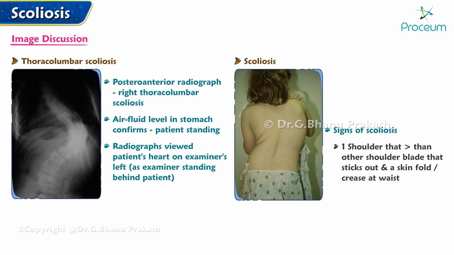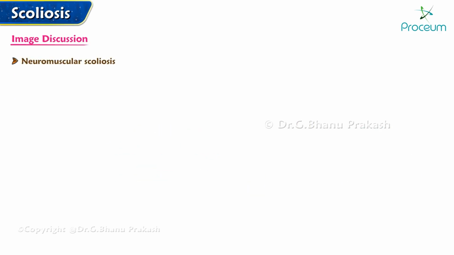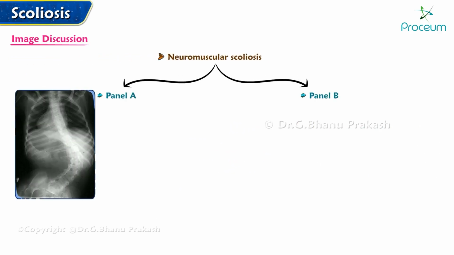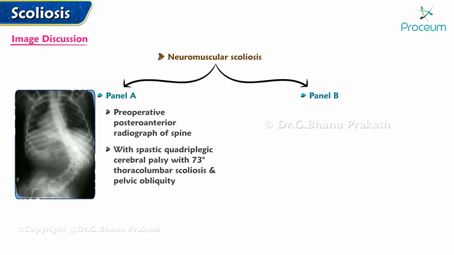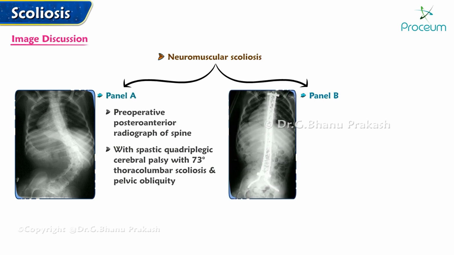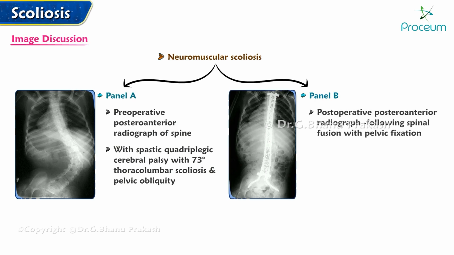This is a radiographic image of neuromuscular scoliosis. Panel A shows a preoperative postero-anterior radiograph of the spine of a patient with spastic quadriplegic cerebral palsy with a 73-degree thoracolumbar scoliosis and pelvic obliquity. Panel B shows a postoperative postero-anterior radiograph of the same patient, following spinal fusion with pelvic fixation.